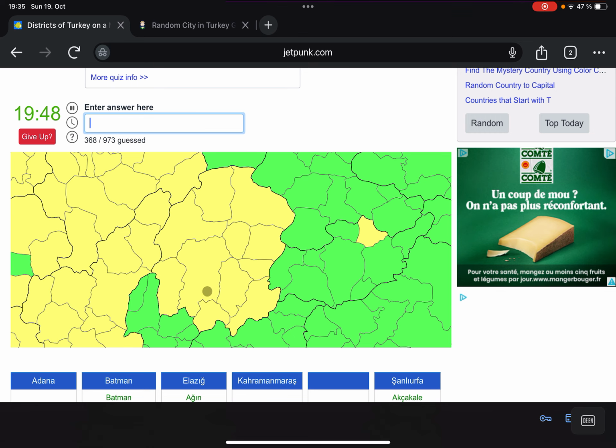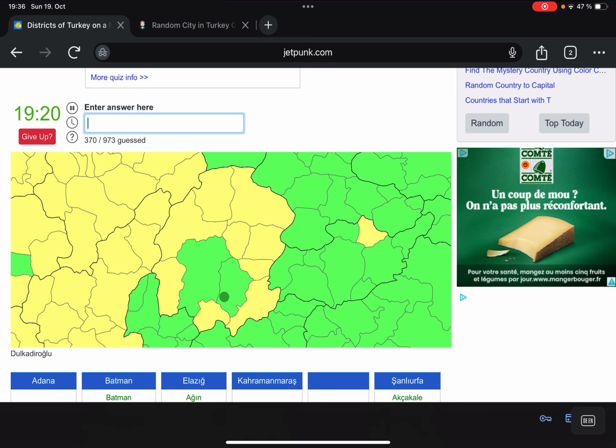And in Kahramanmaraş, actually, the city of Kahramanmaraş itself is divided into the two districts of Dulkadiroğlu and 12 Şubat. 12 Şubat, of course, meaning the 12th of February.